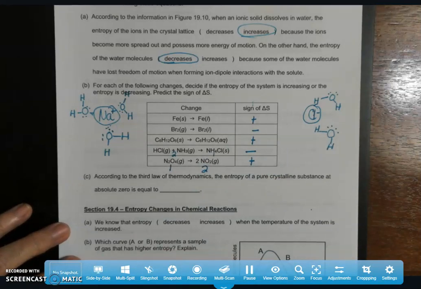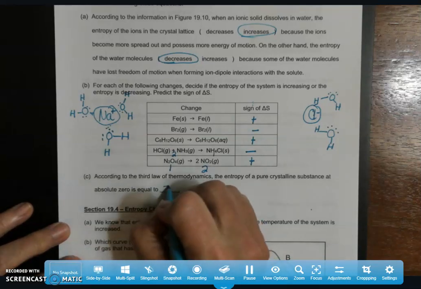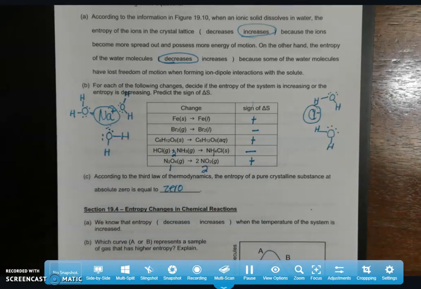Now, according to the third law of thermodynamics, the entropy of a pure crystalline substance at absolute zero is equal to 0. By definition, that is what 0 degrees Kelvin means: there is no entropy. So when we start using the equations and we have temperature in our equations, we are going to use the Kelvin scale because that will reflect the full scale of 0 to increasing values of entropy.